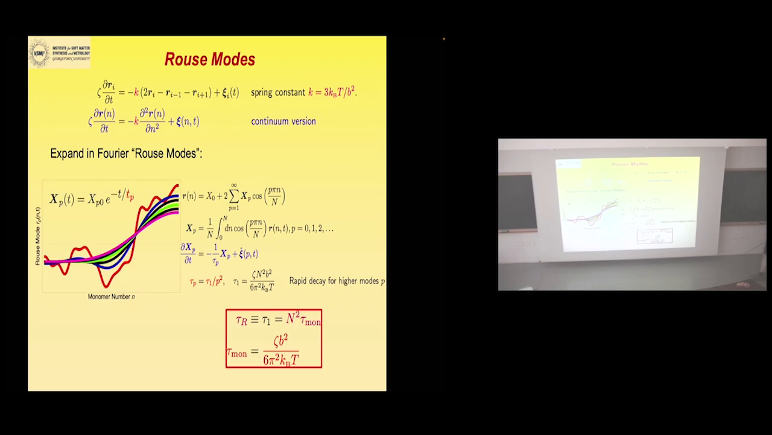Here's an example of just solving an initial condition. I started with a set of Rouse modes, which was very wiggly, which was the red one, and let it go. And what you find is very rapidly, the red one has gone away, the ripples have gone away, and you get something that's very smooth.